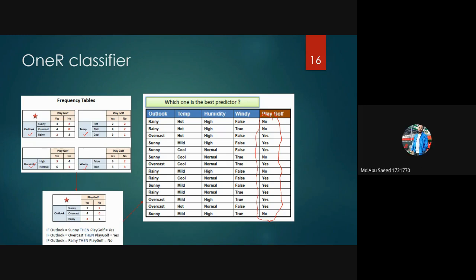So I'm now looking at the outlook feature. What happens in the other features, I don't even care. I just look at this outlook feature. Now how many kinds of inputs are there in outlook? There are three: it's either rainy, overcast, or sunny. There is nothing else, is there? No, sir. So I'm going to write that the outlook can be sunny, overcast, or rainy. Correct? Clear? Yes, sir.